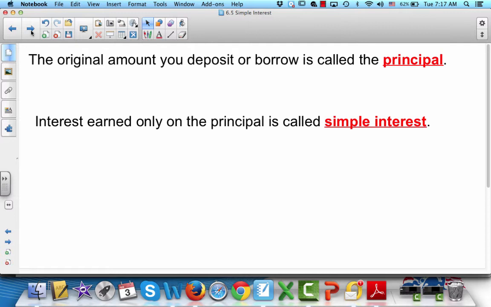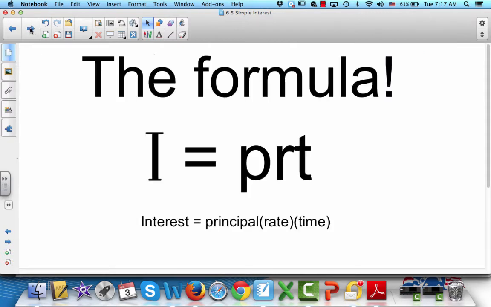The original amount you deposit or borrow is called the principal. Okay, so the original amount, principal. Interest earned only on the principal is called simple interest. There's also something called compound interest, but you're not worried about that right now.